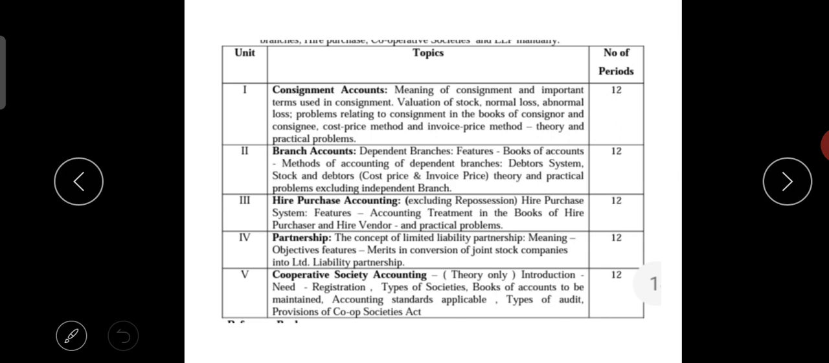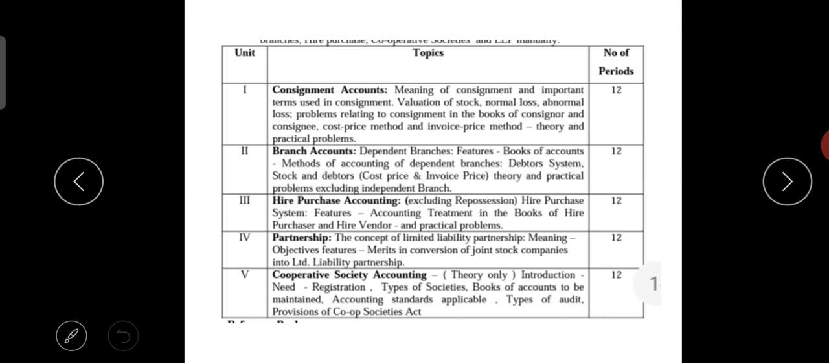Next, unit 4 is partnership. Here you are studying the concept of limited liability partnership. That means you are studying a new form of business organization in partnership which has to be established according to Limited Liability Partnership Act 2008. So it is a new form of business organization in partnership, and in this unit you are studying the objectives, the meaning of LLP, and the objectives and features of LLP.